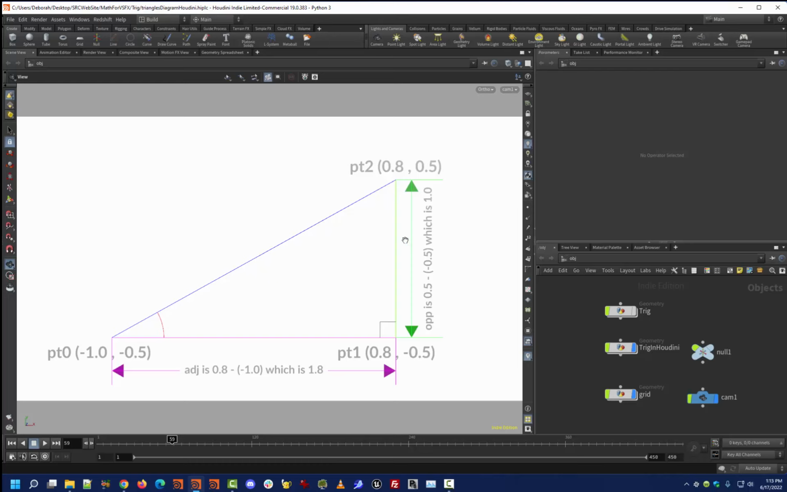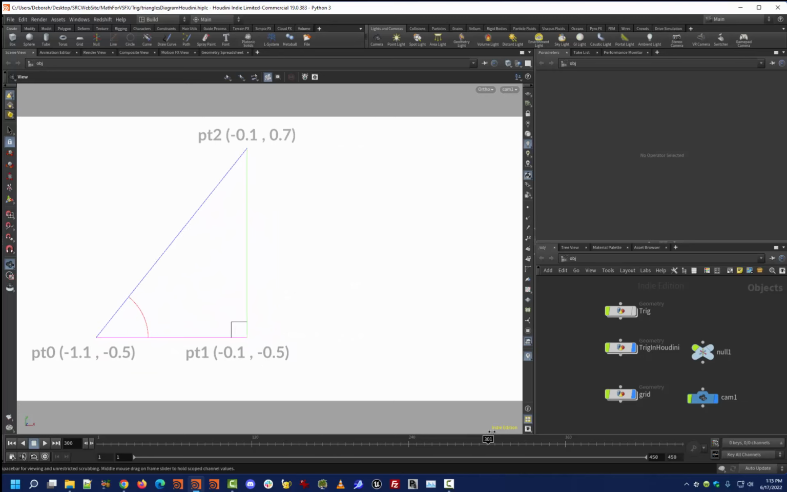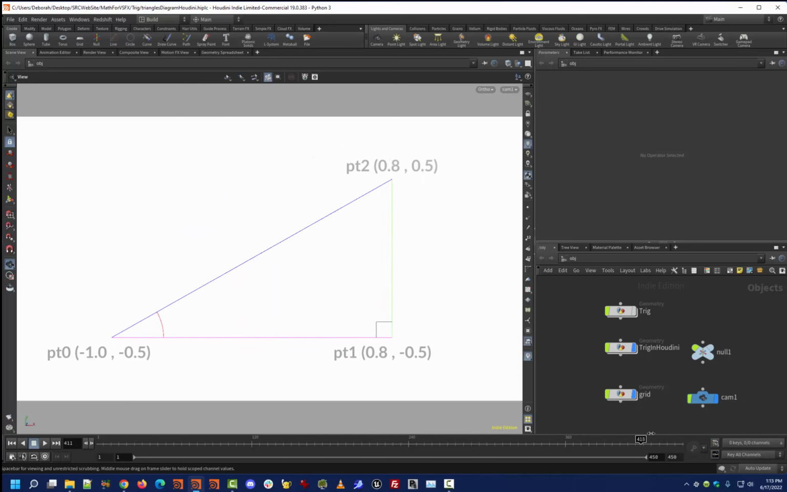If you recall from our equations, that's the opposite over adjacent. So this angle would then be calculated by the arctan. What that gives us is arctan of opposite over adjacent, or in other words, arctan of 1 divided by 1.8. So it doesn't really matter where these points are. You can see that the angle is still being calculated. So how does that work?